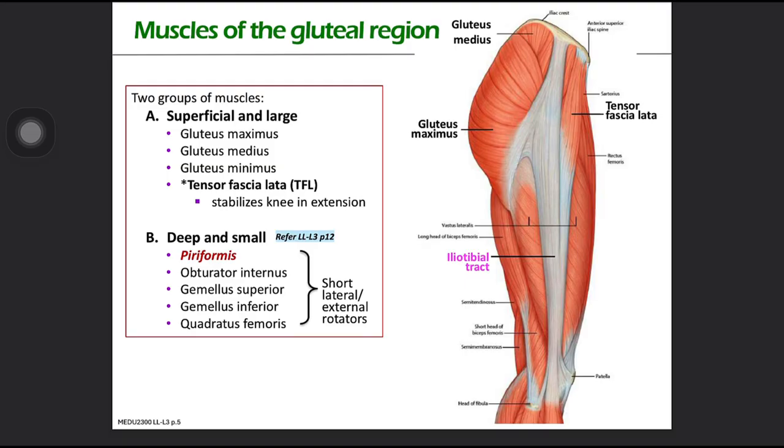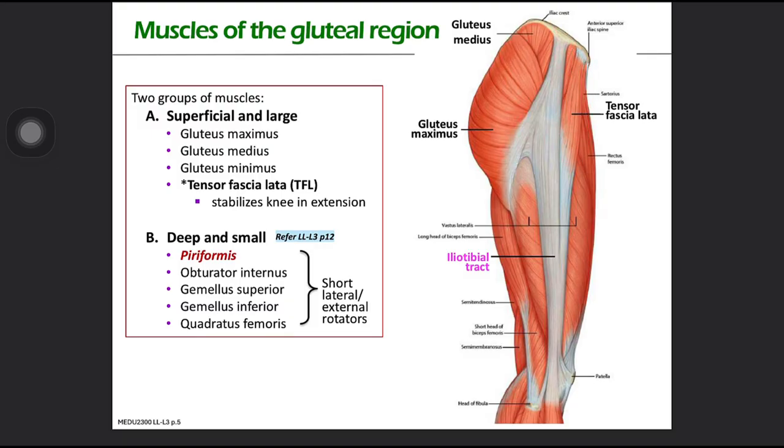For the gluteal muscles, we generally divide them into 2 groups. The first group is superficial. Here, the superficial and large, we have the gluteus maximus, and you can see some of the gluteus medius, and the gluteus minimus is out of this site. And then we also have another muscle called the tensor fascia lata, this one here. Have you seen this muscle before?